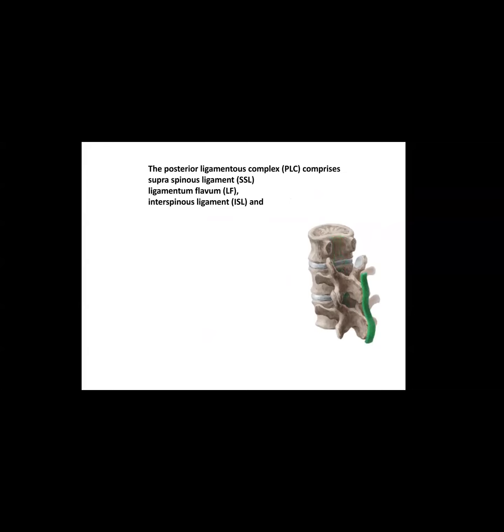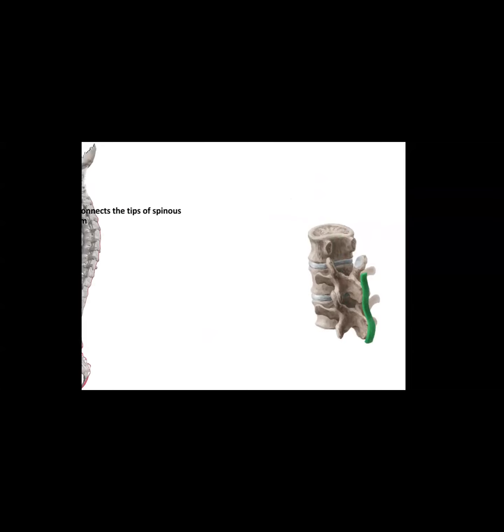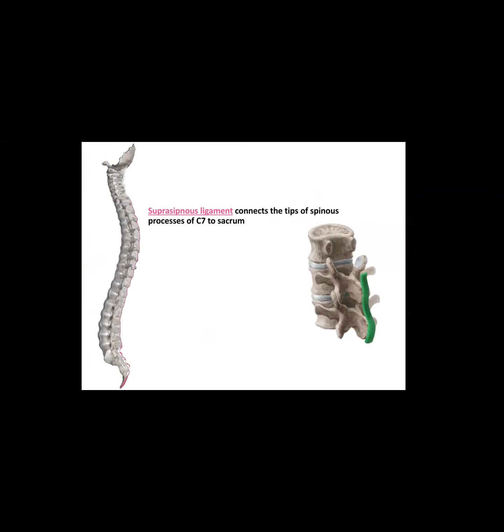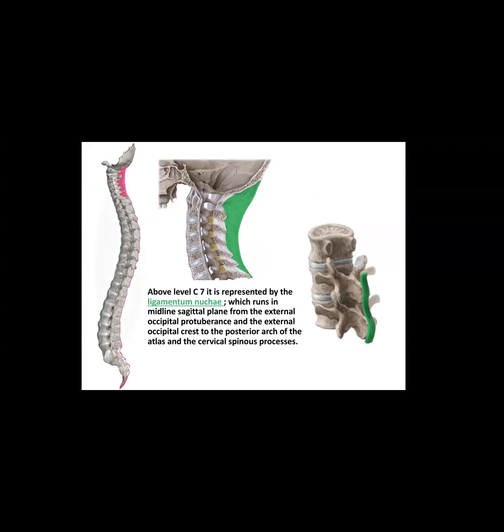The posterior ligamentous complex comprises the supraspinous ligament, ligamentum flavum, and interspinous ligaments. The supraspinous ligament connects the tips of the spinous processes from C7 to the sacrum. Above the level of C7, it is represented by the ligamentum nuchae, which runs in the midline sagittal plane from the external occipital protuberance and the external occipital crest to the posterior arch of the atlas and the cervical spinous processes.